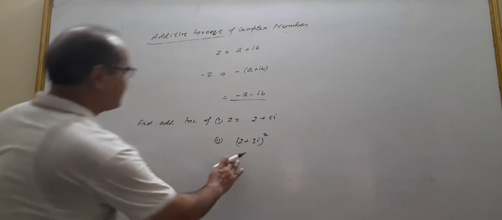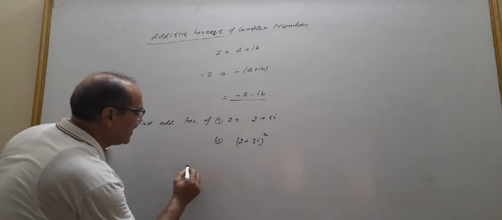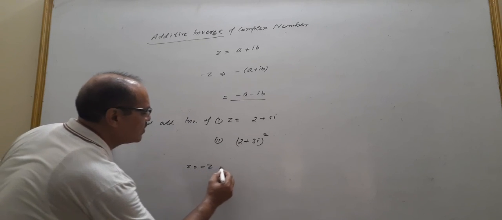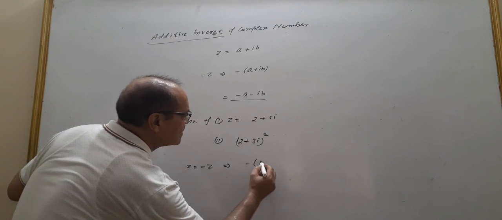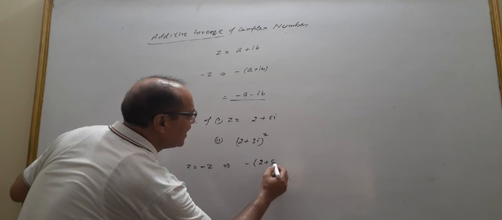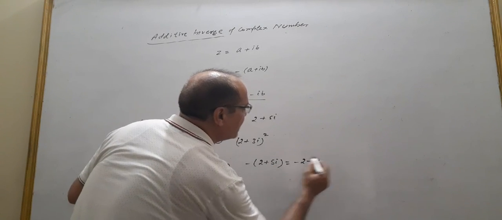In the first case, you see the additive inverse of z is the negative of this, so therefore the additive inverse of z is equal to minus z. That implies the additive inverse of this is minus of 2 plus 5 iota. You have to write it as minus 2 minus 5 iota.